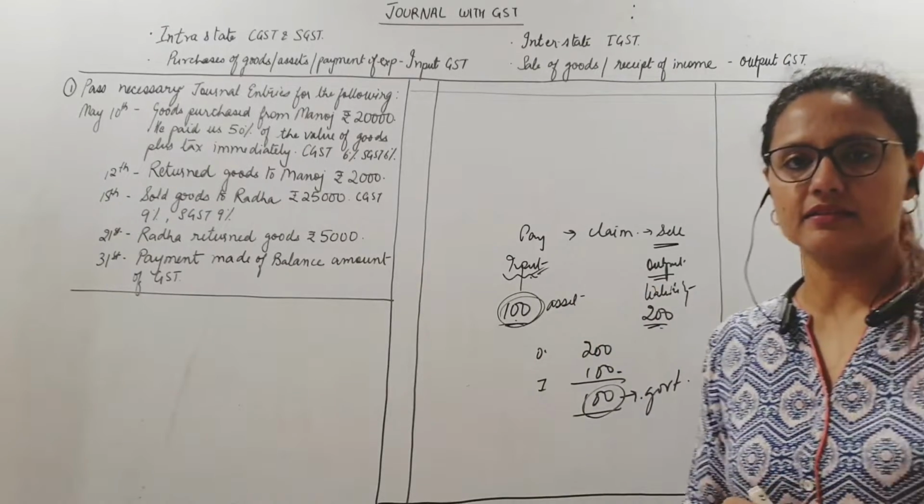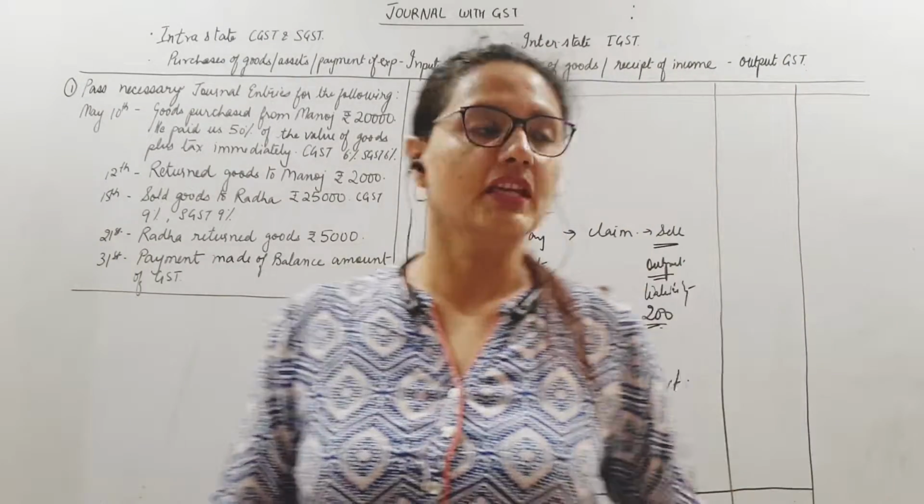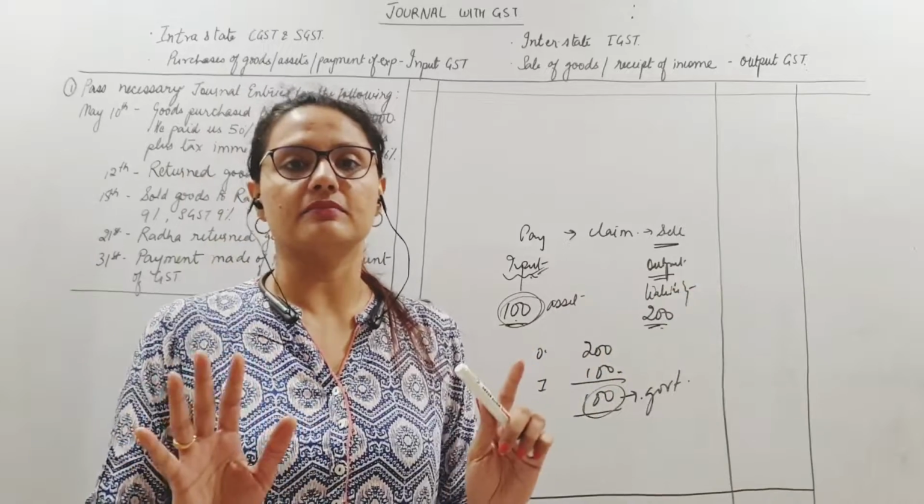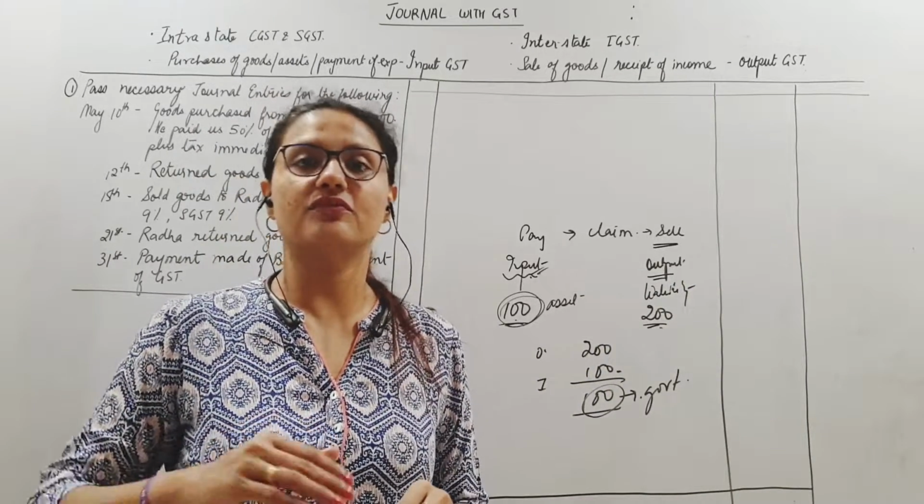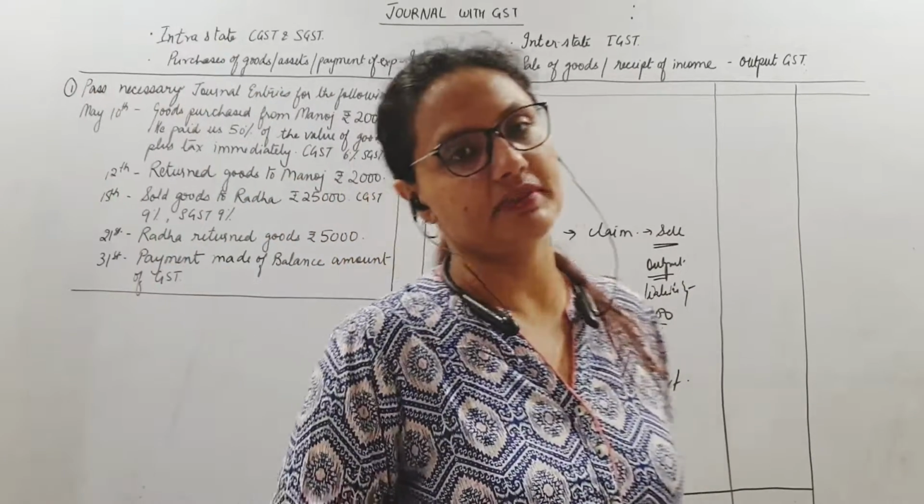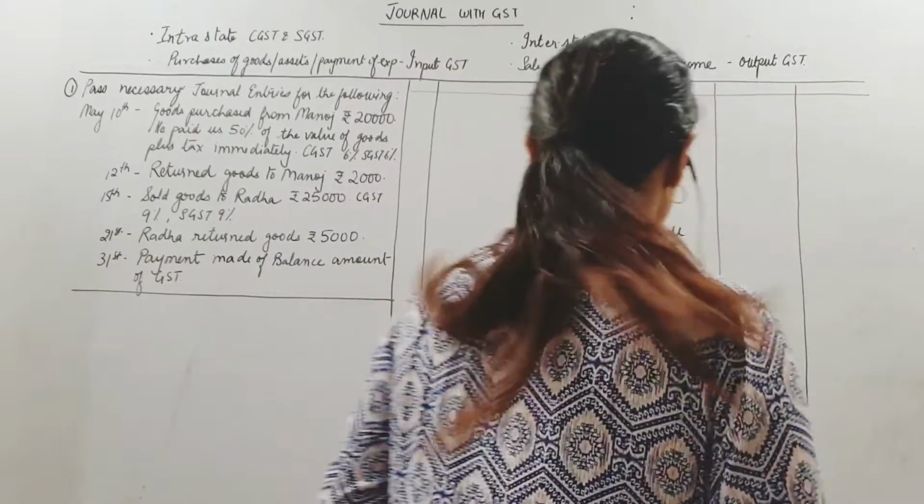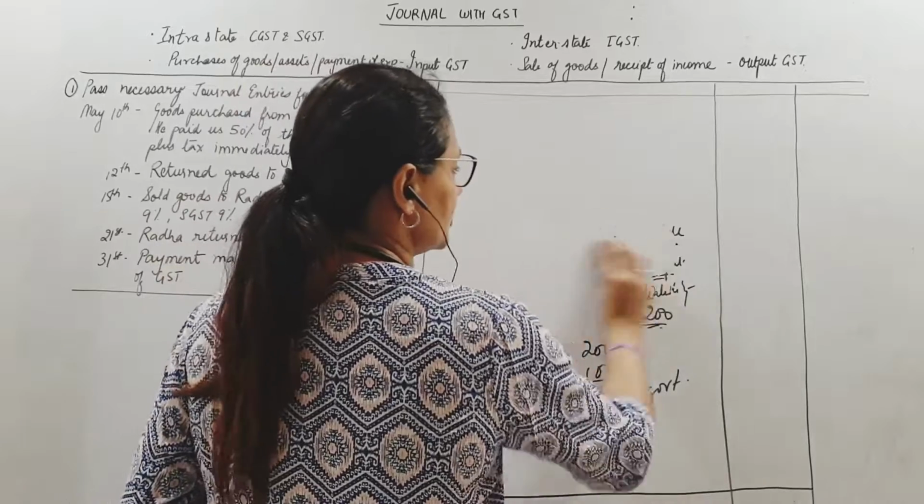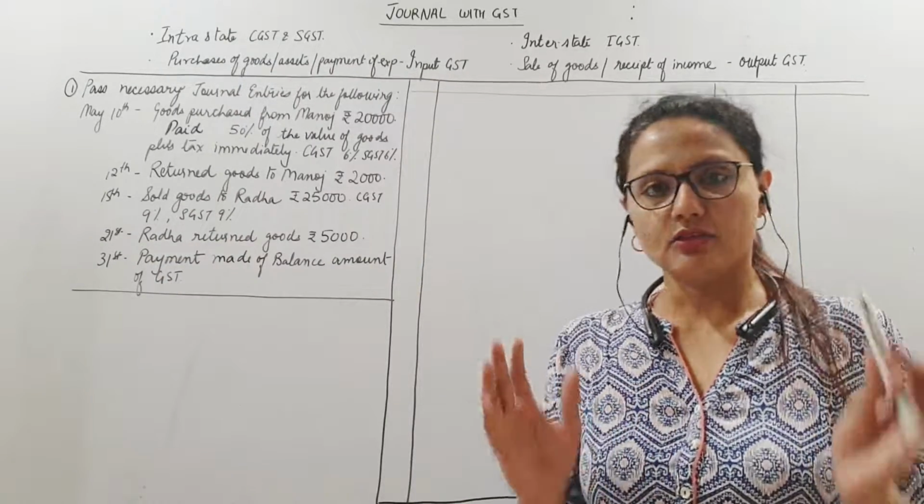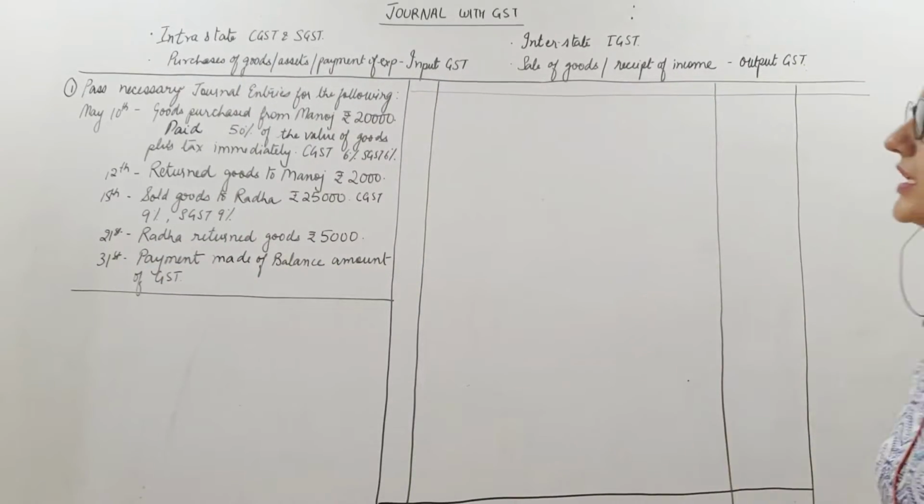So input tax is not a cost, it's an asset. Output tax is not an income, it is a liability which needs to be paid to the government. Fine. So I hope this is clear, the entire system. Okay, now coming to the journals. Fine. So now we can go to journal.